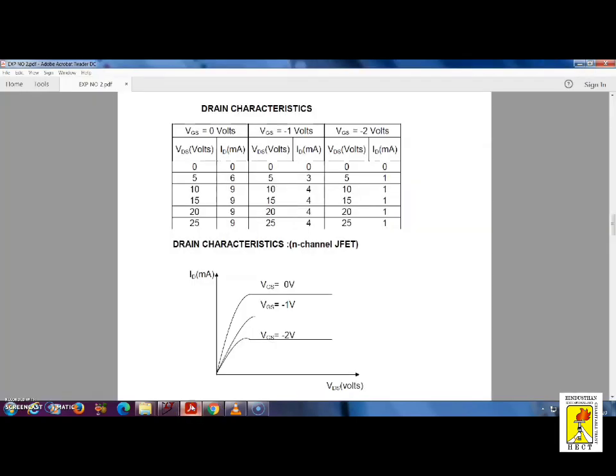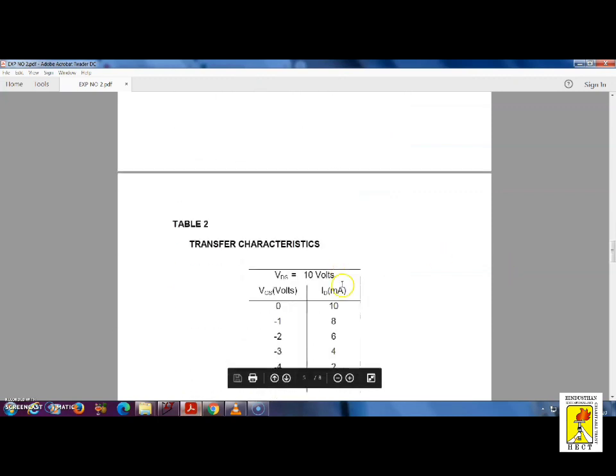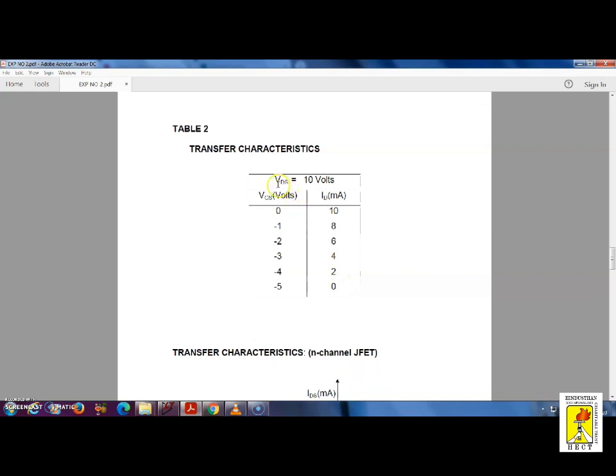Before simulation, let us see how to simulate this. For example, let us simulate the transfer characteristics first. So here we are going to keep the drain source voltage constant at 10 volts and we are going to apply the sweep for VGS from 0 to minus 5 volts and see how the ID is getting varied. Okay.